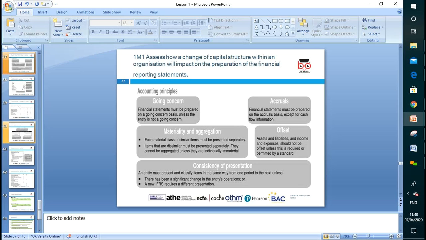Items that are similar must be presented separately, and they cannot be aggregated unless they are individually immaterial. Assets and liabilities, and income and expenditure, should not be offset unless it is required or permitted by the standard. So you can't offset on the balance sheet. It should be shown in the balance sheet as long as the International Accounting Standards require it.